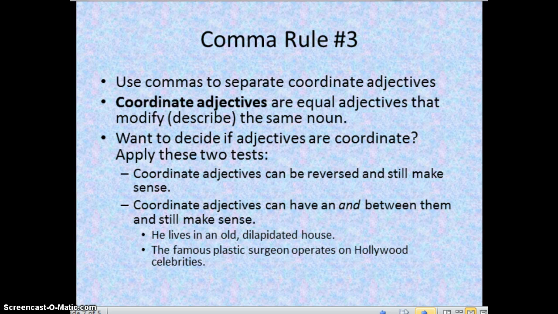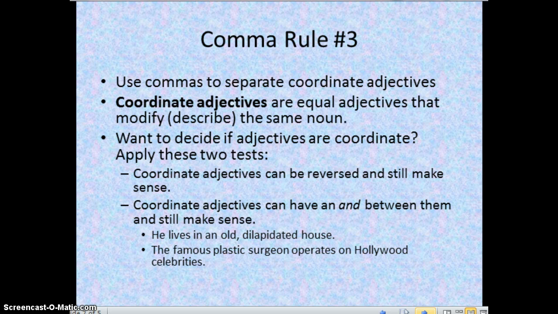The first one is, he lives in an old, dilapidated house. So we know that old and dilapidated are both adjectives, so we're going to try to figure out, are they coordinate adjectives? So we reverse them. He lives in a dilapidated old house. That still makes sense. So let's try the next one. Let's put an and between them. He lives in an old and dilapidated house. And that still makes sense. So the adjectives old and dilapidated are both coordinate, so we will put a comma between them.